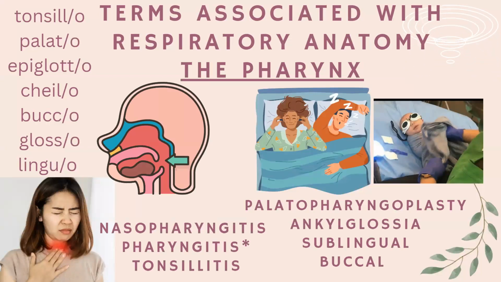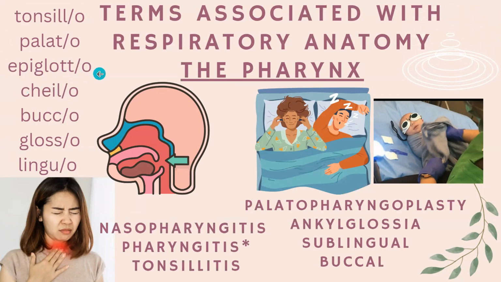All right, let's keep it going with our new words. So I'm going to go kind of top to bottom. Tonsill/o is our combining form for tonsil. We have palat/o. That's going to be our palate. So you have your hard and soft palate in the mouth. If you put your tongue to the roof of your mouth, that is your hard palate.